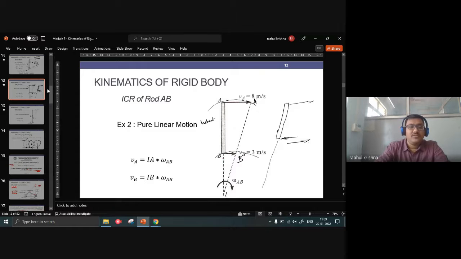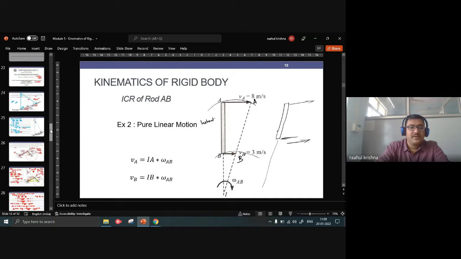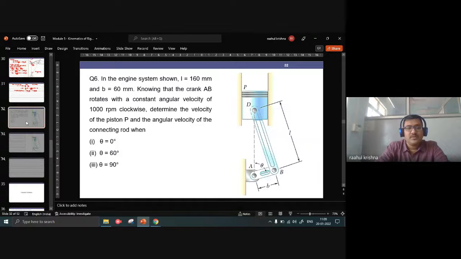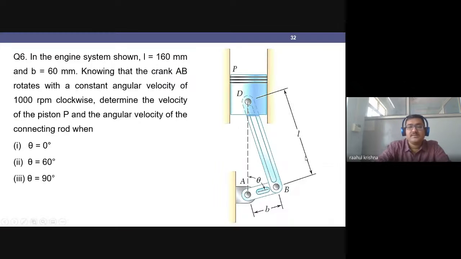Now I actually have an interesting problem for you. You can take a screenshot of this and try to solve it. This is my slider crank mechanism, which is actually a piston connecting rod system inside the engine, and here I am given the lengths of both my crank and my connecting rod.